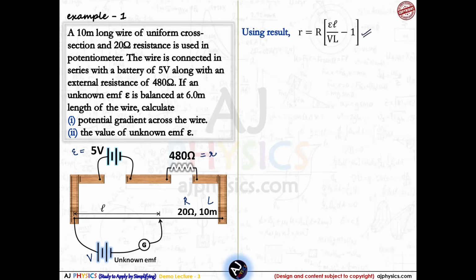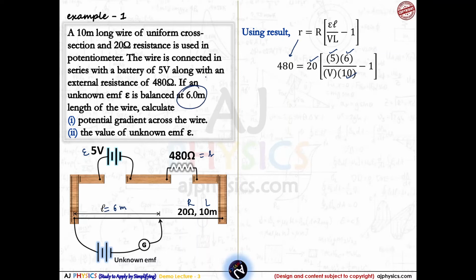So this is the result. Now why I was telling you that this result actually breaks the circuit and comes directly to the answer, you will understand now. Substitute the values directly. The small r is 480 and the capital R is 20. The length of the wire is 10 meter and this is the EMF of the cell, the primary cell voltage. I have put all the values here and the balance length was given as 6 meters in the question. Now if you solve this, you will directly get the answer of V.